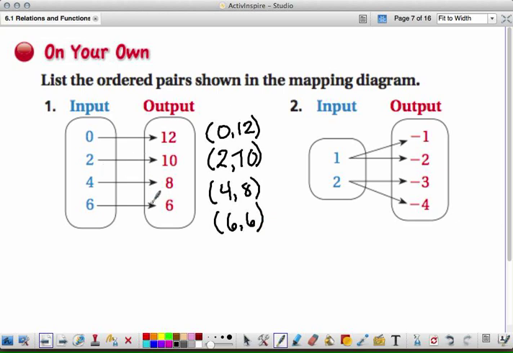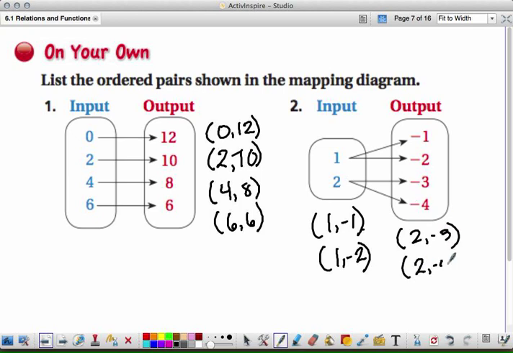On the second one, we only have 2 inputs, but we have 4 outputs. So if you look, you have an input of 1 with an output of -1. You have a totally different coordinate with an input of 1 with an output of -2. You have an input of 2 with an output of -3. You have a different coordinate with an input of 2 and an output of -4.